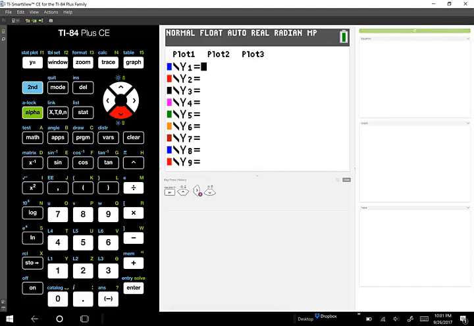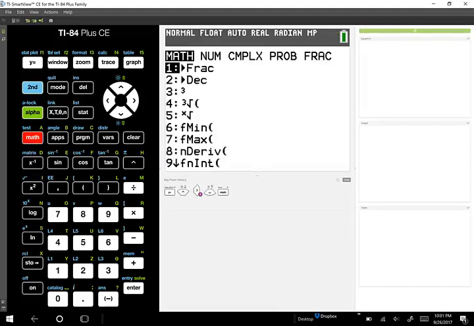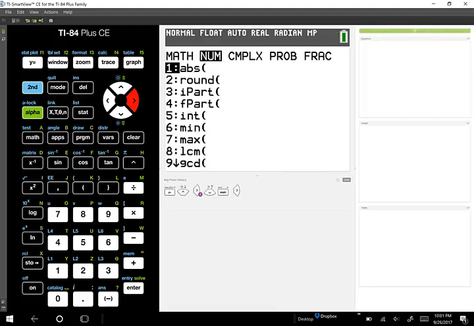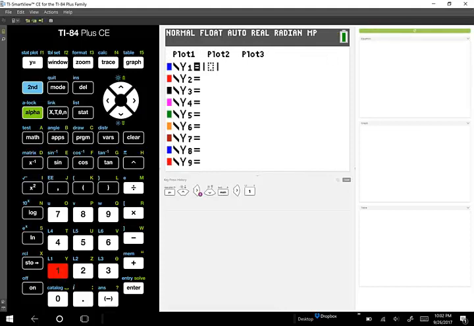So first, we're going to press the math button, which is underneath the green alpha button. And then we're going to arrow over to number. And we're going to hit enter or the value 1 for the absolute value. So now you have absolute value symbols. Now we're going to enter our equation, which is going to be x minus 1 in the absolute value minus 1. So we hit x minus 1. Now I hit the arrow, and we're going to also say minus 1 more.